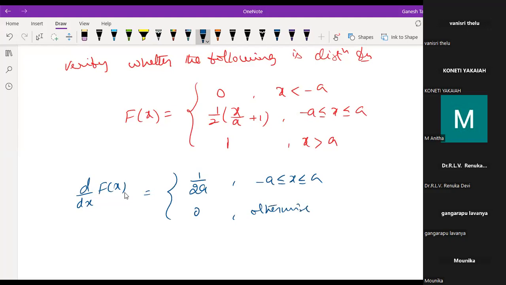Okay, so because capital F of x is a distribution function, small f of x must be a density function. So we have to show that the integral from minus infinity to plus infinity of f of x dx is equal to 1. If it is 1, then I can say the given function is a distribution function.